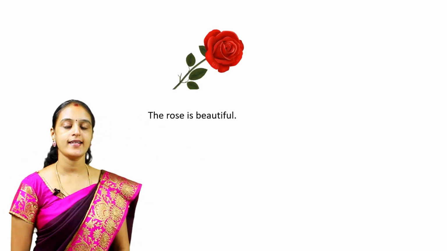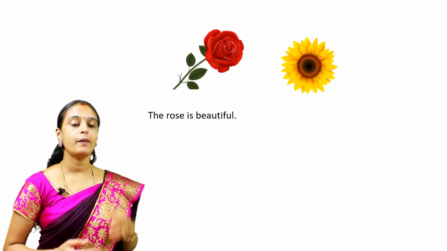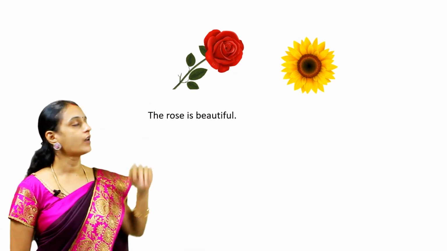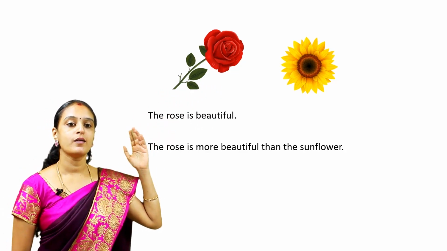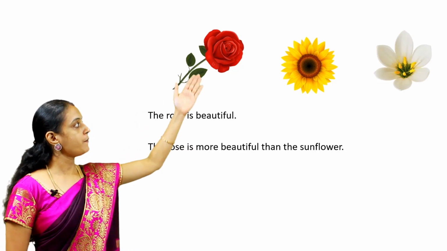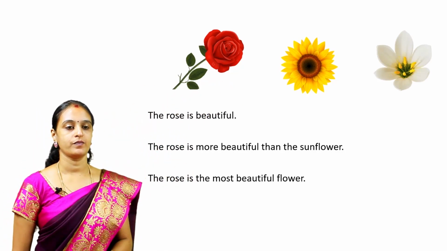Let's see one more example. Look at this picture and sentence. The rose is beautiful. Now compare these two pictures, the rose and the sunflower. The rose is more beautiful than the sunflower. Now compare these three pictures. The rose is the most beautiful flower.